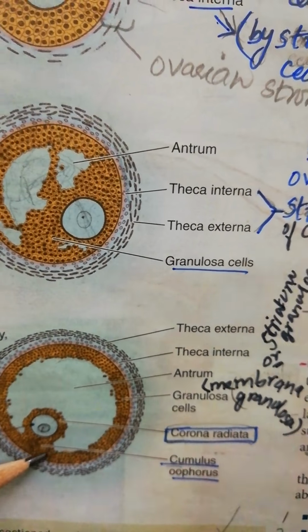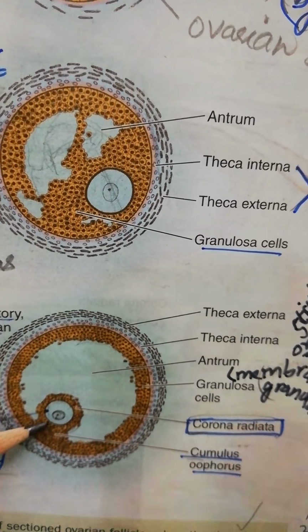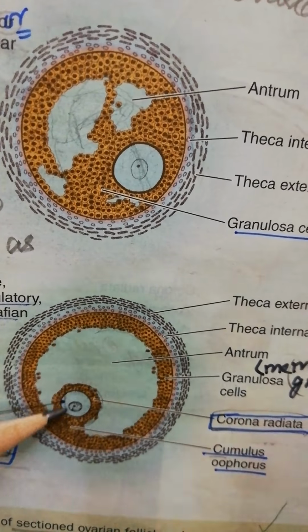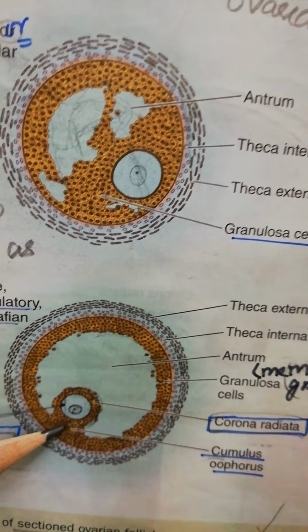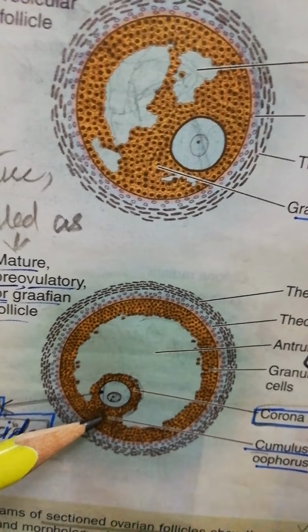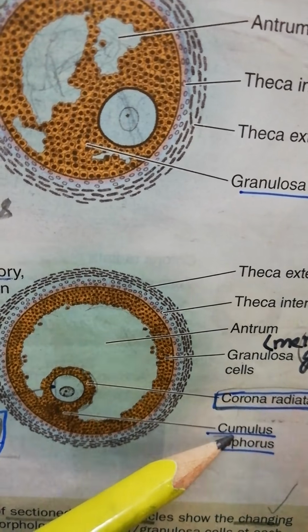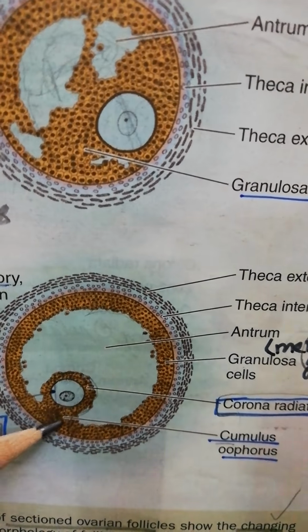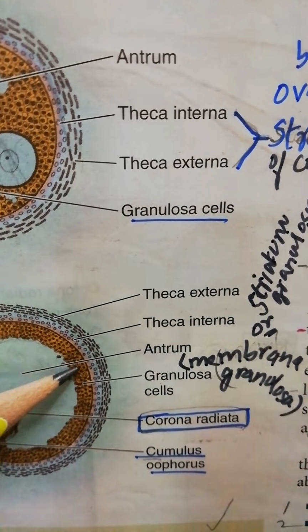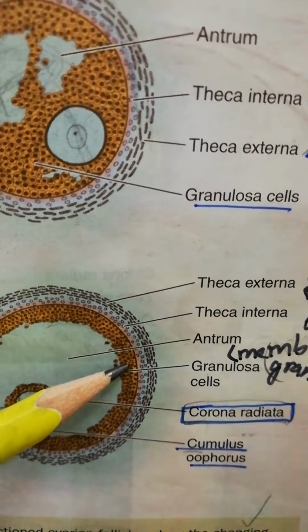And then you see the cells that are arranged on the margin as rays. These granulosa cells are called the corona radiata. And there is a heap of cells on which the oocyte is sitting like a chair, a collection of granulosa cells on which it is sitting. These cells are called the cumulus oophorus. So get familiar with the terms. These are the cumulus oophorus, these are the corona radiata, and these are the granulosa cells forming the membrana granulosa or stratum granulosum.